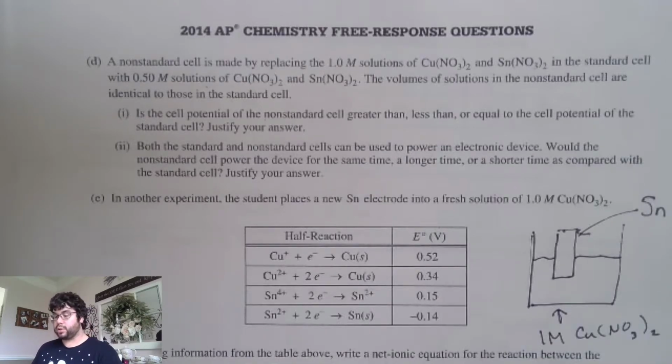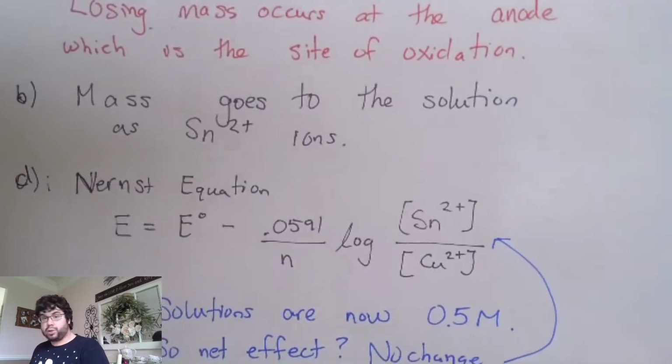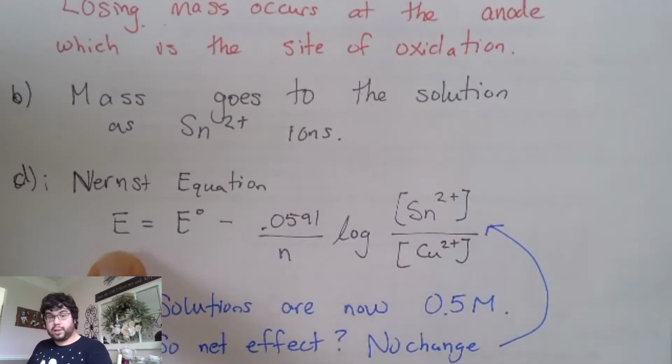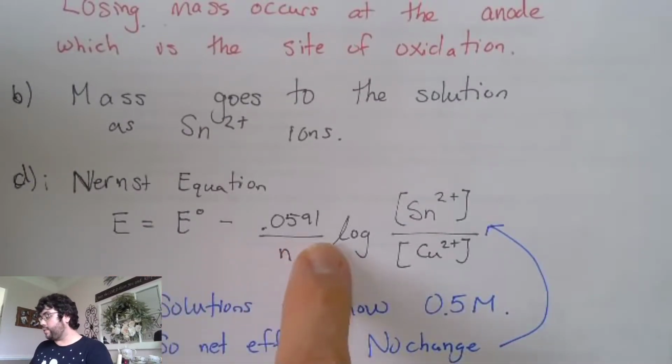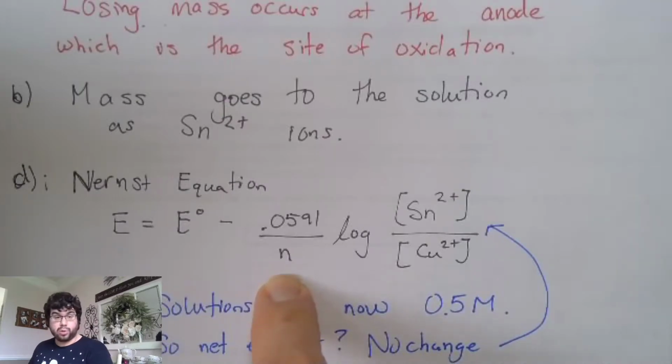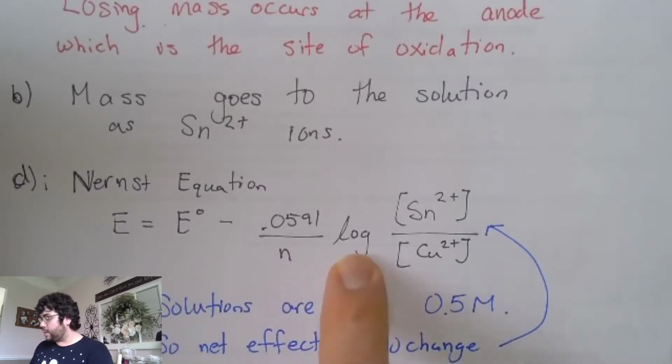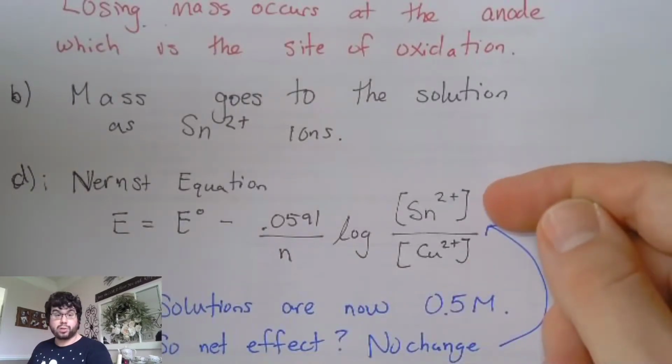So the answer to this question can be figured out by remembering the Nernst equation. The Nernst equation is used to determine the cell potential of a galvanic cell if the cell now no longer has standard conditions. And one of the standard conditions is where the solutions are 1 molar. Now they're 0.5 molar. Now remember what the Nernst equation looks like. It looks like this. So the non-standard cell potential is equal to the standard cell potential minus 0.0591 over n, being the number of moles of electrons transferred in the process, times the log of Q, the reaction quotient.